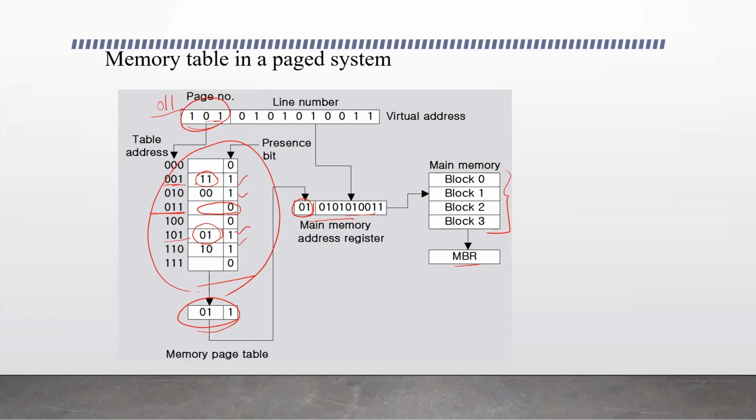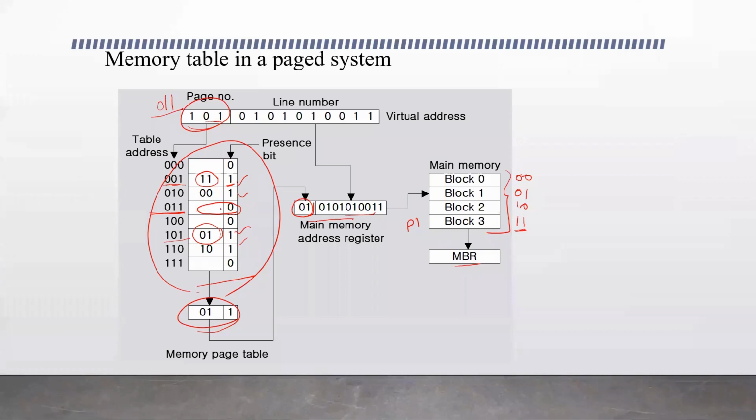Here 11 means page 001 is available in block 11, which is this third block, when we number it 0001 1011. This is page 001, which is page 1, so page 1 is available in block 3. And this presence bit will be set when there is a block number present. Definitely this will be 1, to indicate that this page 001 is available in main memory.